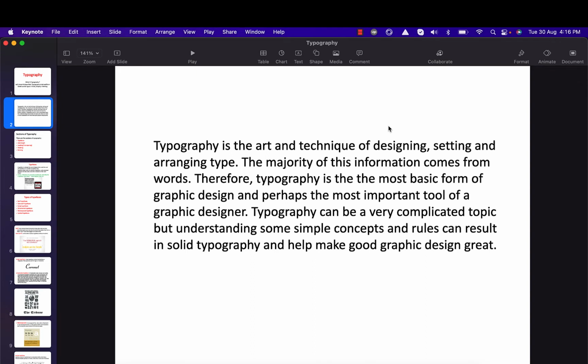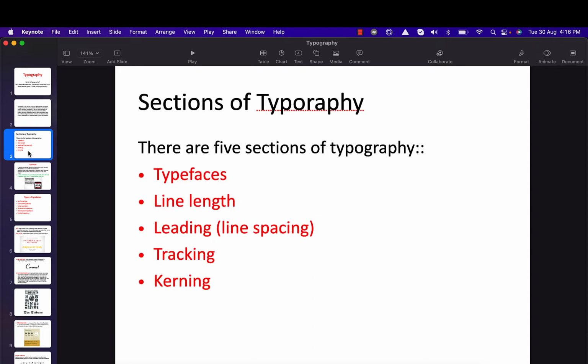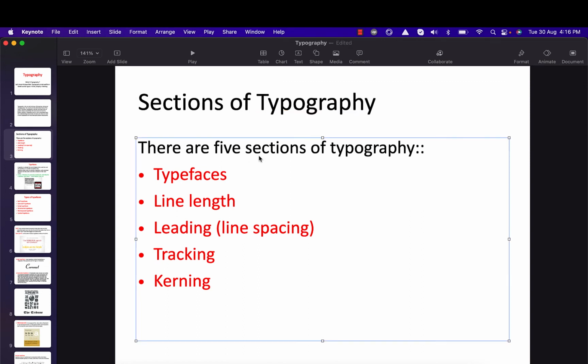Okay, let's talk about the third slide: sections of typography. Here is a spelling mistake, let me correct. There are 5 sections of typography: typefaces, line length, leading, tracking, kerning. So in this PPT, I covered all these 5 elements.